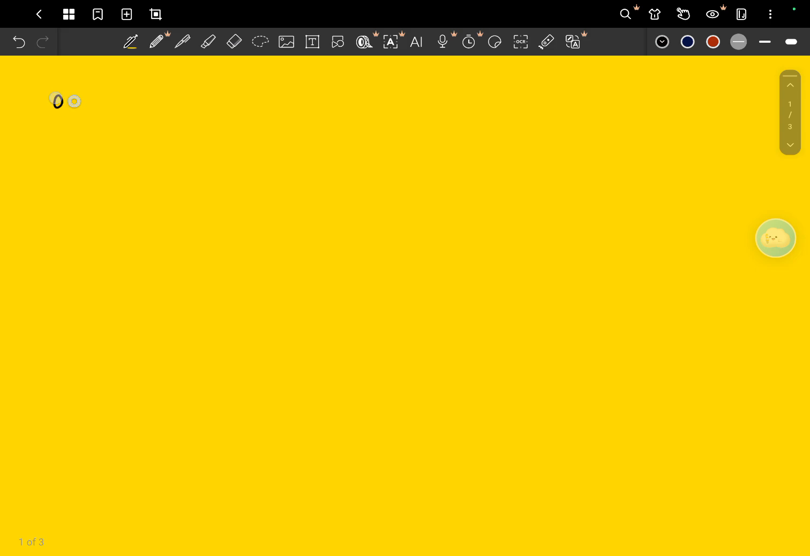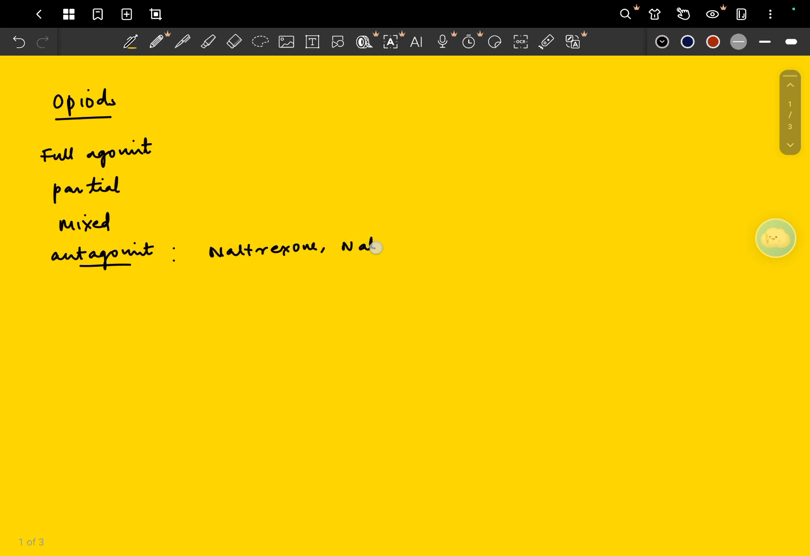Okay, now we'll be starting with opioids. So in opioids, we have full agonist, then we have partial agonist, and we have mixed agonist, and we have antagonist. So first, the easiest one, antagonist. As we know, it is naltrexone and naloxone.